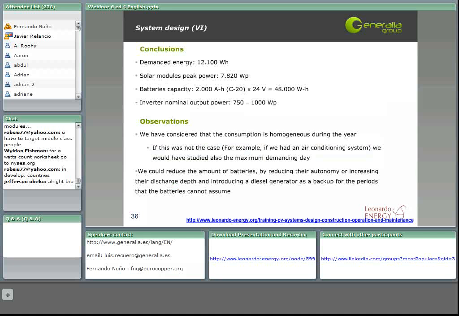Anyway, we have to take into account the following observations about the design that we have done in this example. First, we have to consider that the consumption is homogeneous during the year, which is not a normal situation. Normally, we have to study the worst period of the year, but we can use a diesel generator to work as a backup during those days.